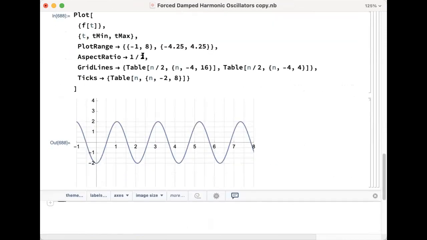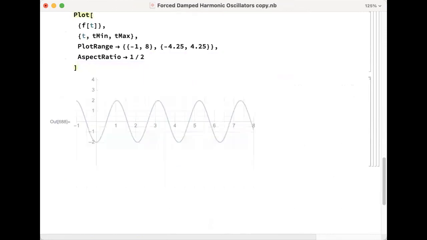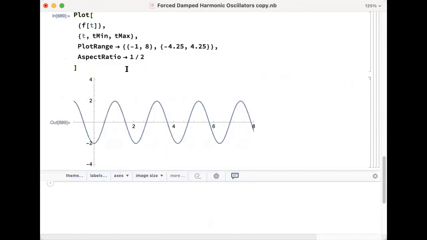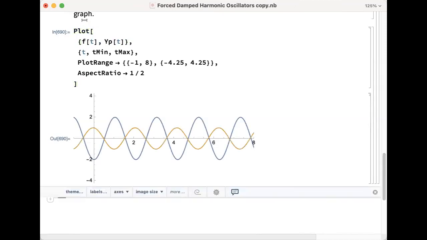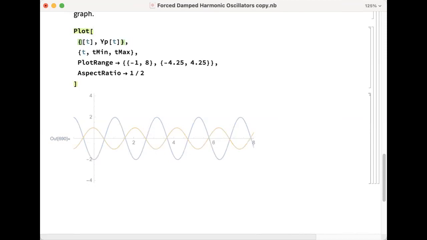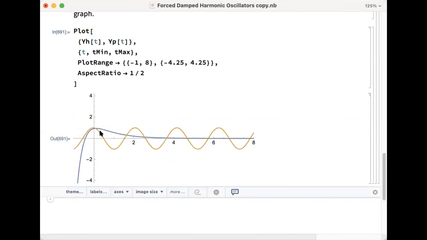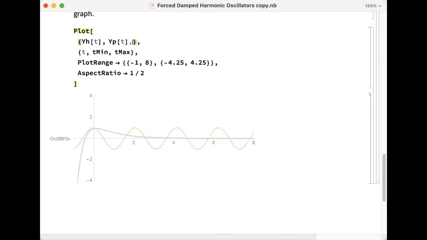I don't need this grid line decoration. I'm going to remove it. Okay, f of t, my yp sitting next to it. That part was already good. Now I replace this with yh. Backwards. Okay, good. And now yh plus yp is a solution.